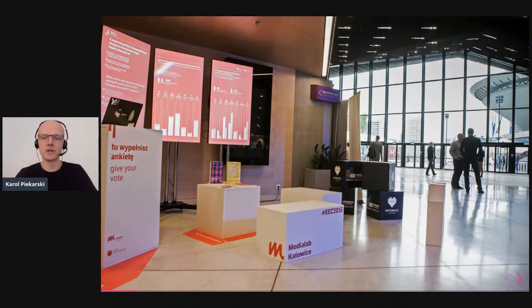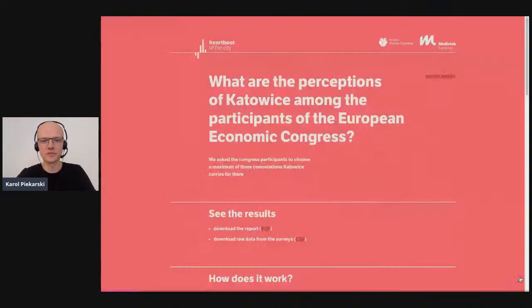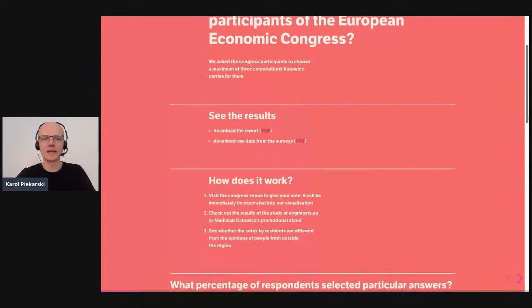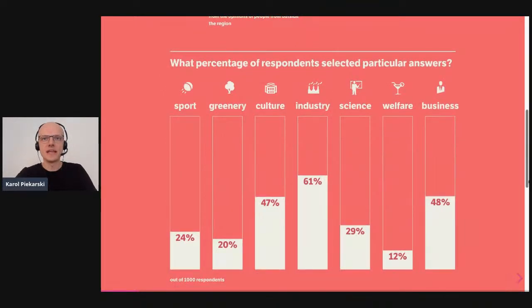But of course, we also surveyed the people all over the place, and not just those who were milling around this stand of ours here. And what we learned from this study was something pretty interesting. You can see here that, of course, most of the people recognize Katowice as a city of industry, but culture was in second place. And then, of course, business, because it was a business-oriented event, but also science and sport.